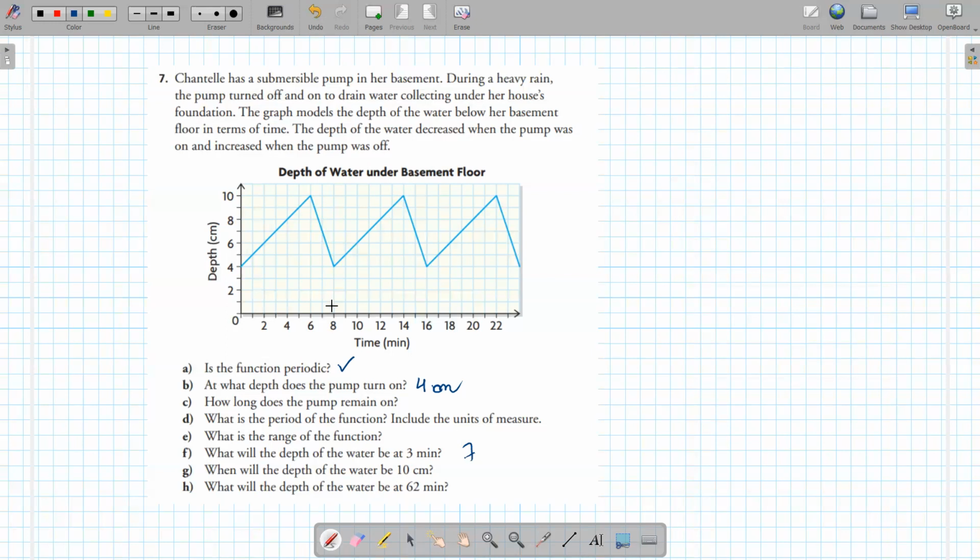When will it be 10 centimeters? Draw a line again, right there. 6 minutes. Now here's the trickiest question. What will be the depth of the water at 62 minutes?